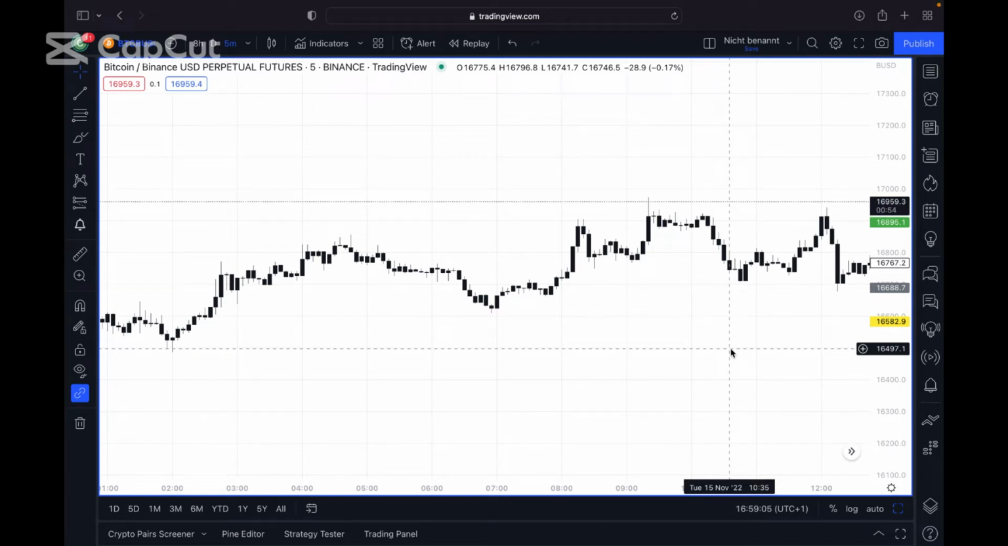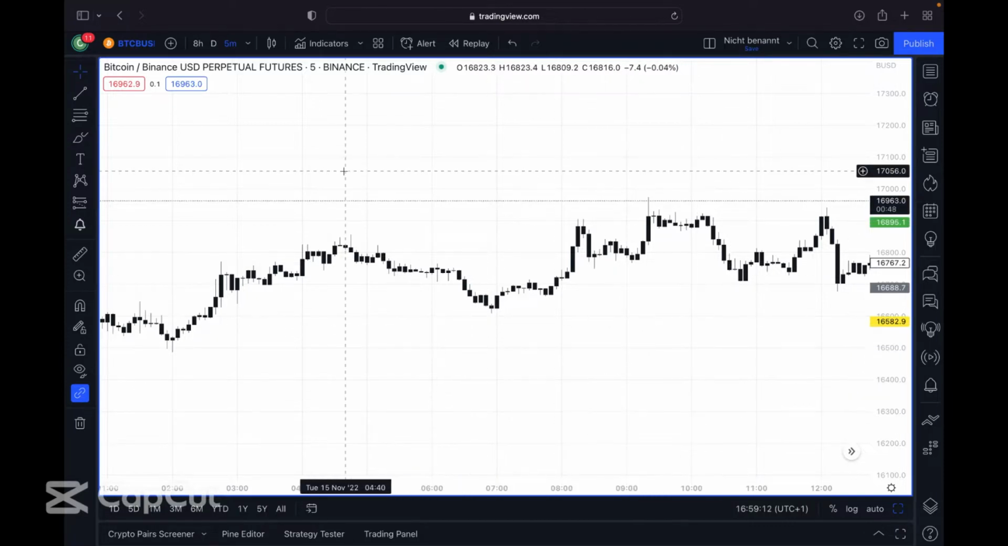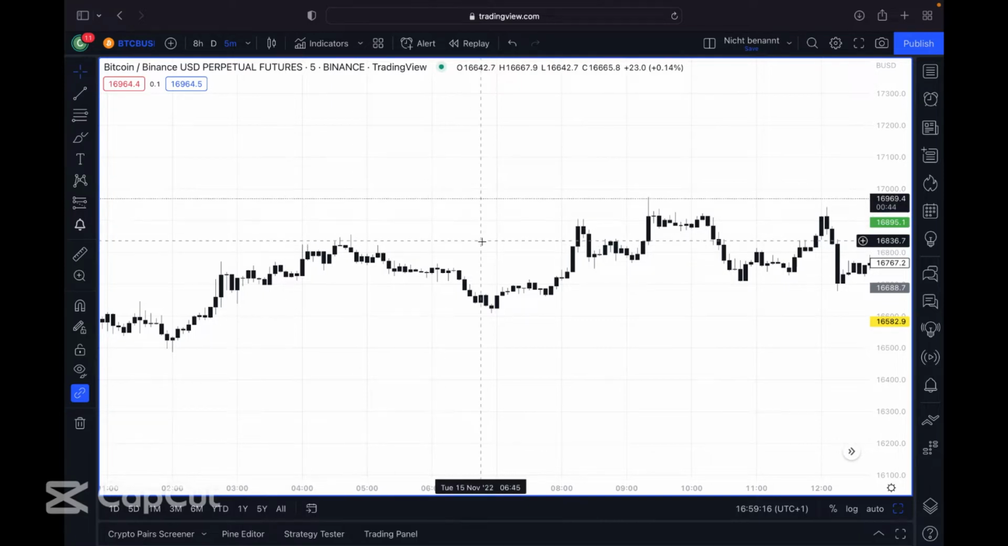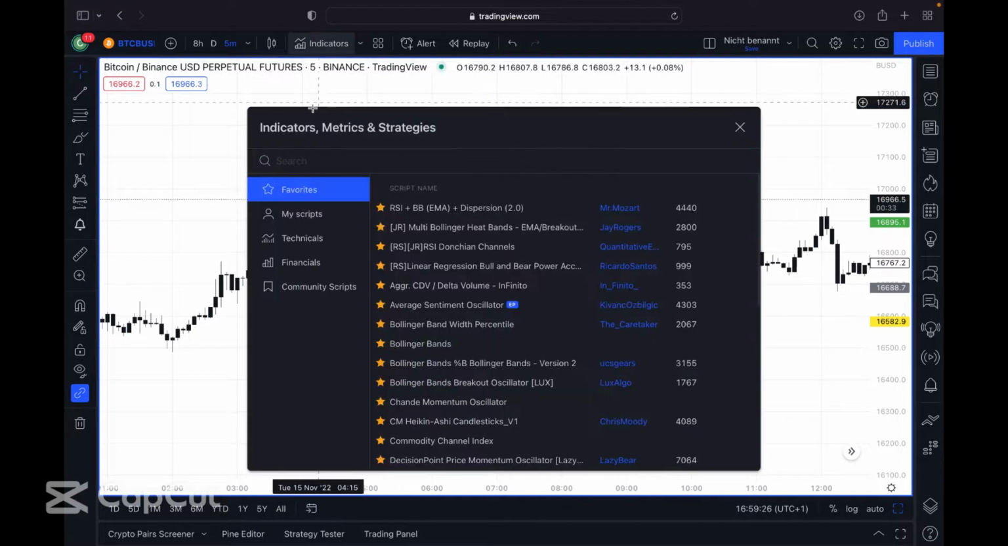Today I want to show you a scalping strategy for the 5-minute chart. Today we are trading this strategy on Bitcoin. So first you may wonder why the candlesticks are black. This has a reason, but let's start with the indicators that we are going to add.